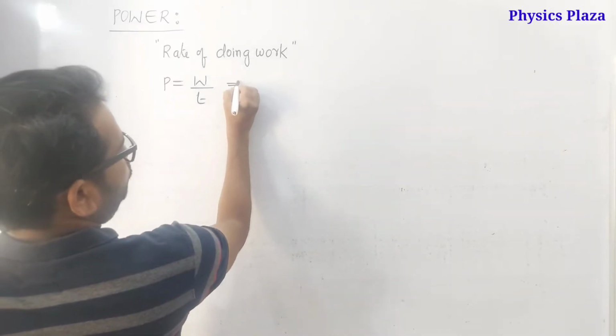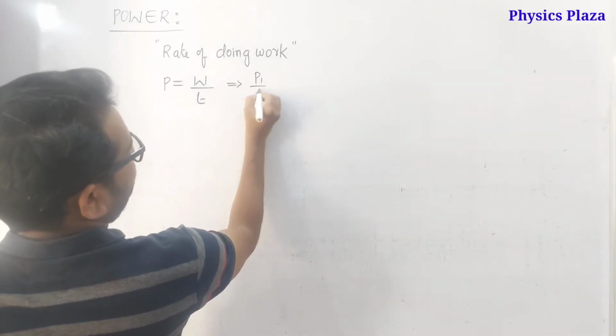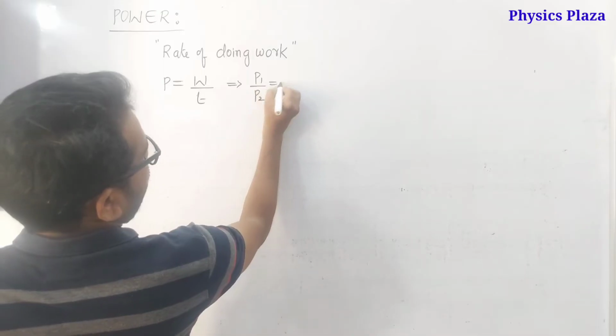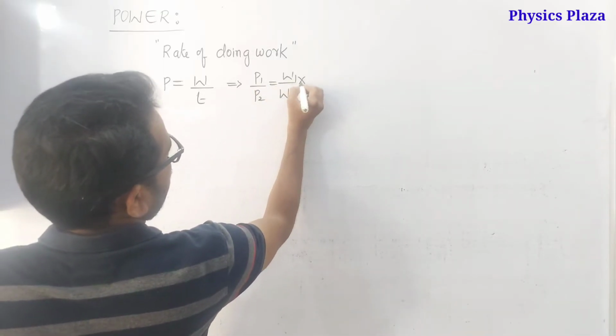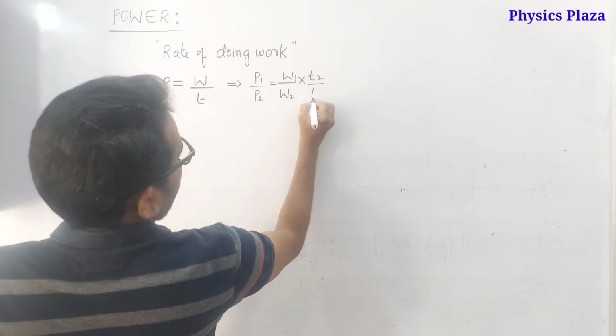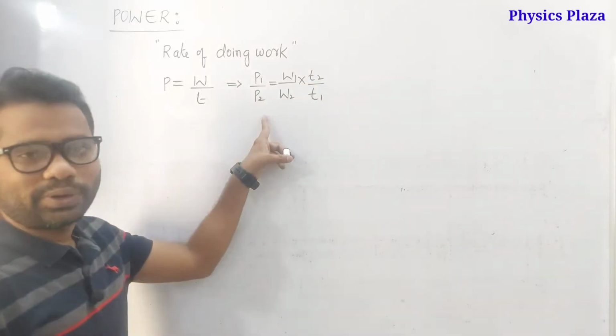If you want to apply it for two cases, children, we can write like this: P1 by P2 is equal to W1 by W2 into T2 by T1. Children, this formula we use in order to solve the numericals.